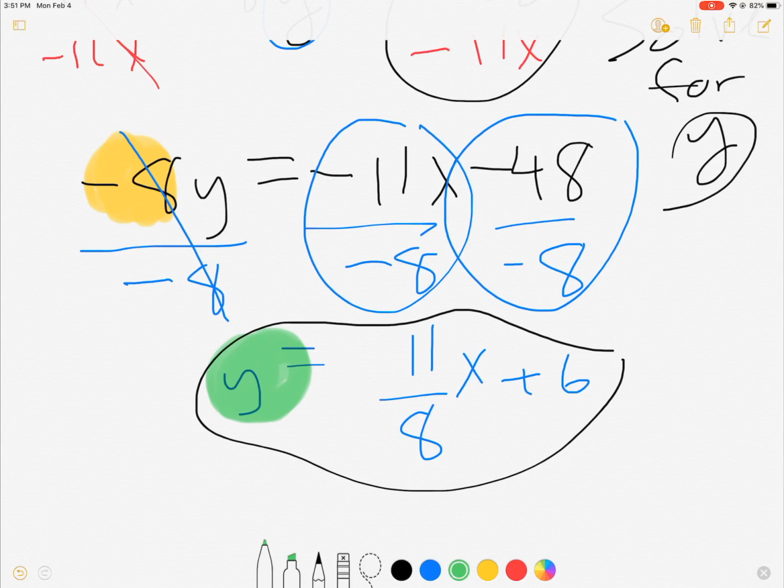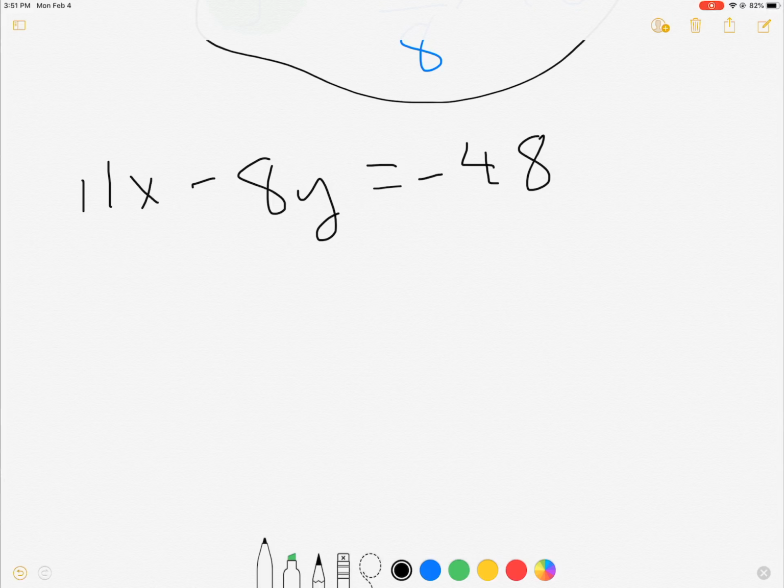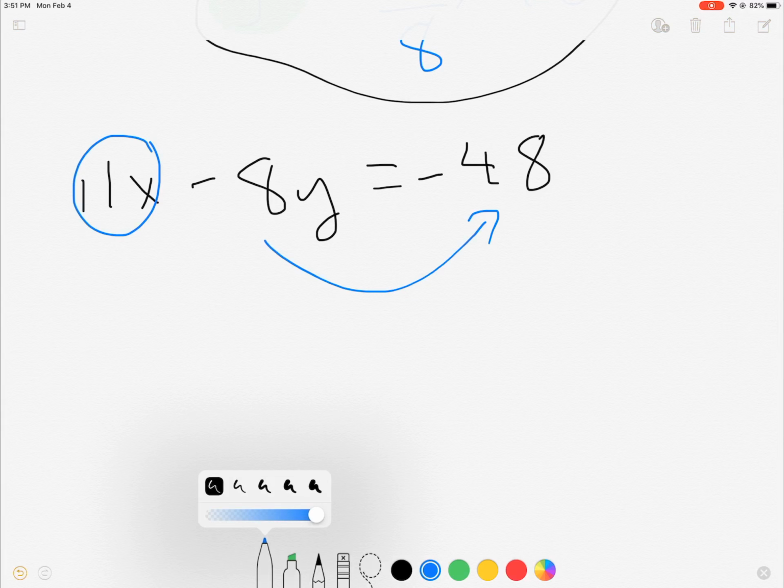Now I'm going to do another example, but this time I'm going to solve for x, and you're going to see how it looks. So I'm going to rewrite this as 11x minus 8y equals negative 48. Now I want to solve for this term. I need to move this negative 8y over. So I do the opposite. What's the opposite of negative 8y? It's positive 8y. So I add positive 8y on both sides.